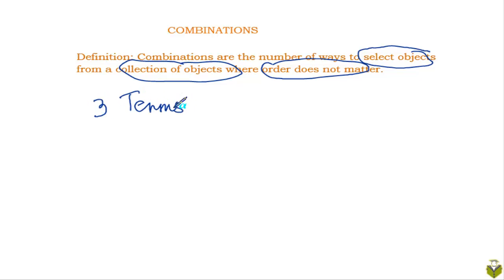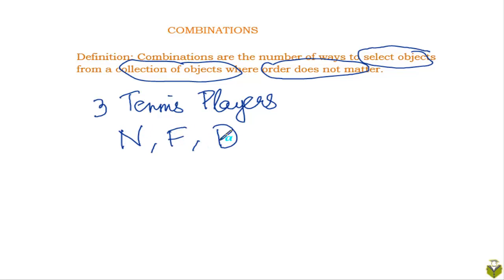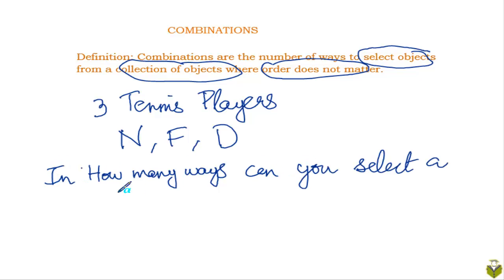tennis players. Let us look at the top 3 ones, which are Nadal, Federer, and Djokovic. I just marked them N, F, and D. And now the question is, in how many ways can you select a doubles team from the 3 players?